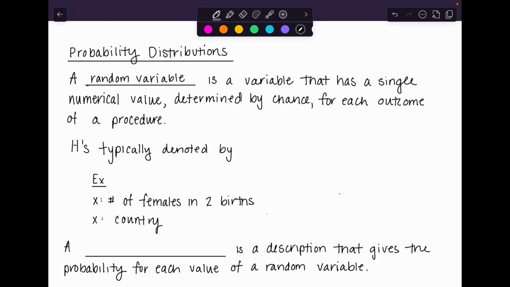We need lots of numerical data. And the way we're going to typically denote a random variable is the same way we've denoted a variable every other time before. It's typically denoted by X. So let's look at two different examples and see, are they random variables or not? So if X is the number of females in 2 births, well, it's the number, the key being that number of females. I need a numerical value. So in this case, indeed, this is a random variable.